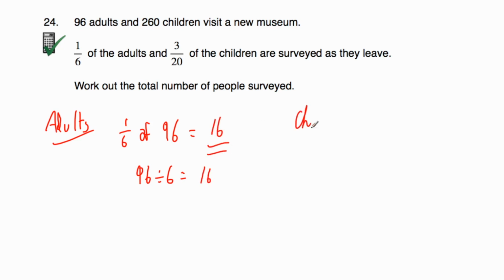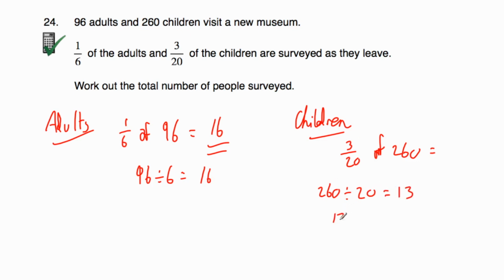Now in terms of the children, there's 260 children and 3/20ths of them were surveyed. So let's work out 3/20ths of 260. And if we work out 3/20ths of 260, that tells us how many children are surveyed. So to work out 3/20ths of a number, we divide by 20 and then multiply by 3. So let's take our 260 and divide by 20. That's equal to 13. And then let's multiply by 3. So 13 multiplied by 3 is equal to 39. So that means that 39 children are surveyed.